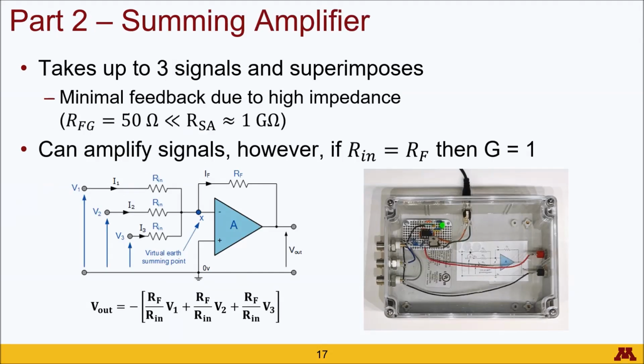For the summing amplifier, the basic idea here is that you can combine the different signals from the function generators and it superimposes them on top of one another, basically adding those waveforms together. It can amplify, but that amplification is based upon the resistors used. And so if we have the input resistors set equal to the F resistor, you can see in this equation that each of these will turn to unity. And so then it's just an addition of these signals.